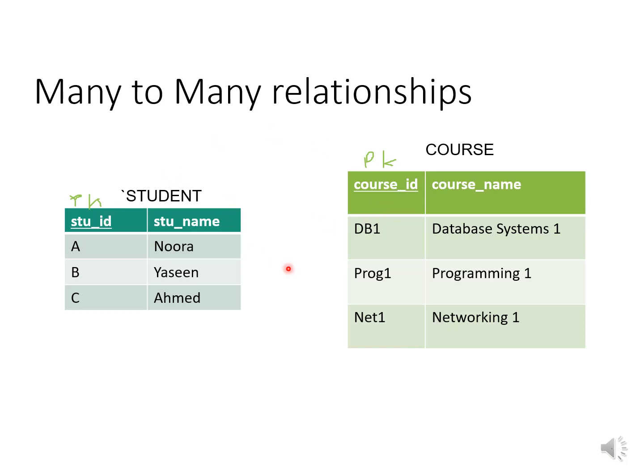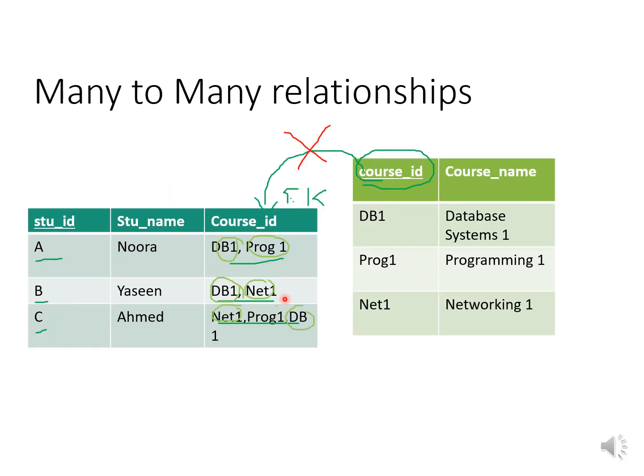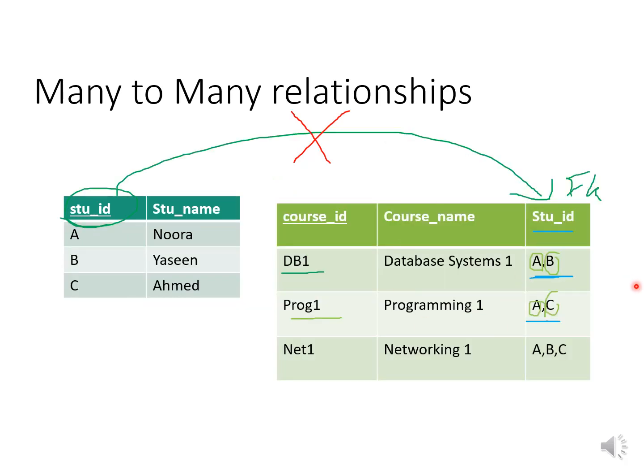So in this particular thing, just imagine that if you are adding the course ID, the primary key, as a foreign key for this particular thing, what will happen? Still you will have this DB1 program which is coming in. The other scenario is that you can add the student ID as the foreign key to this particular course. If you add that, still you will have this A, B, A, C and all, which is actually repeating. So AA will be repeated. In both the cases you have multi-valued attributes, so you need to deal with that.